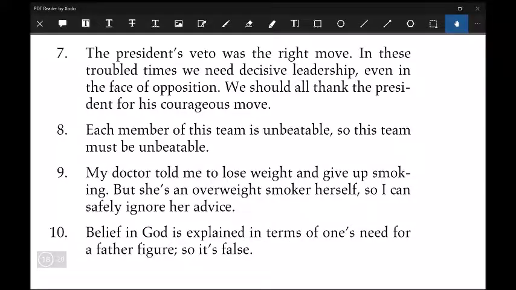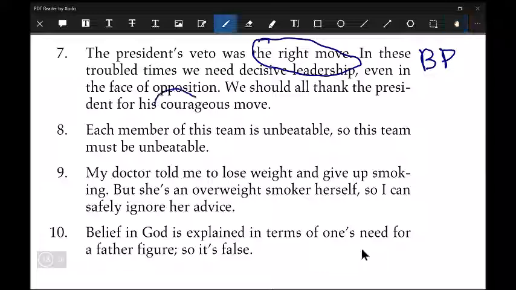Okay, number 7. The president's veto was the right move. In these troubled times, we need decisive leadership, even in the form of opposition. We should all thank the president for his courageous move. So this one is really beside the point. What you've got to prove is that it was the right move, not that it was courageous. Maybe it was courageous, but stupid. And also, there's probably a bit of appeal to emotion there, too.